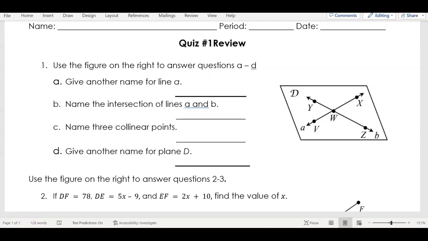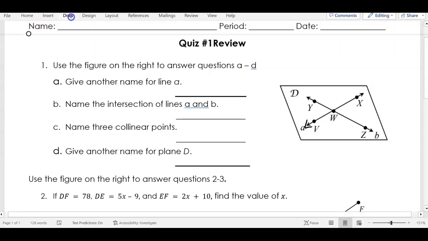All right, this is the review for the quiz 1 that we took. So let's get started. 1A, give another name for line A. So you can see line A is this line right here. See the little A right here?